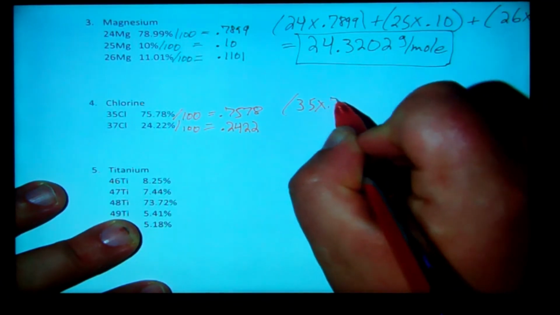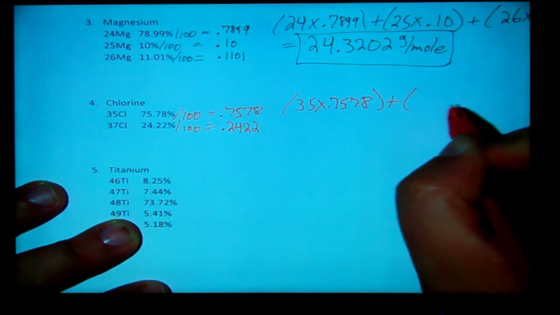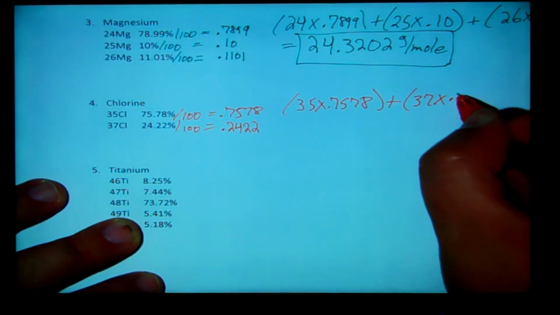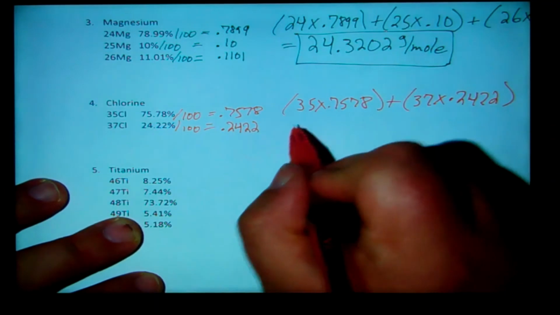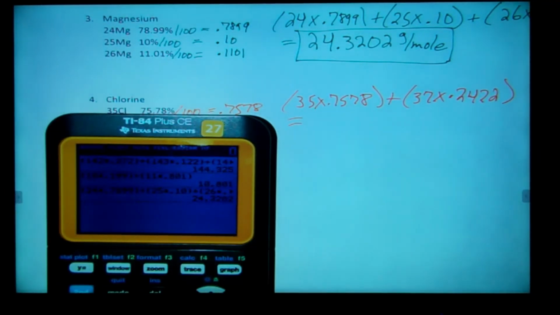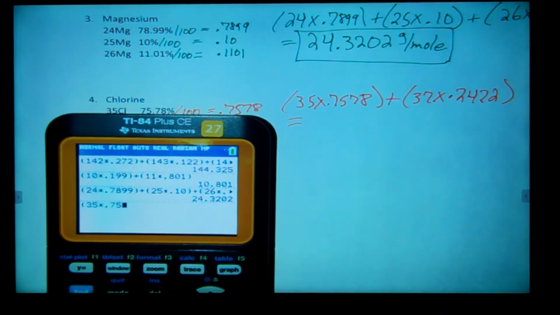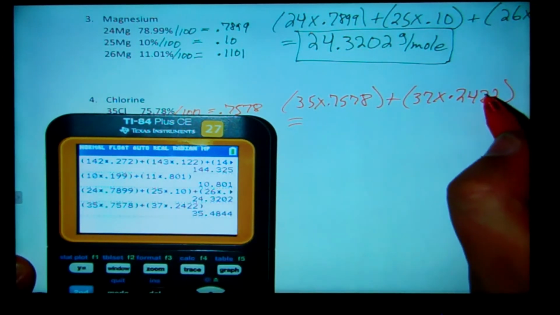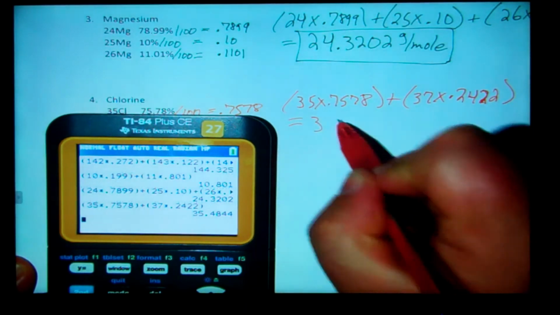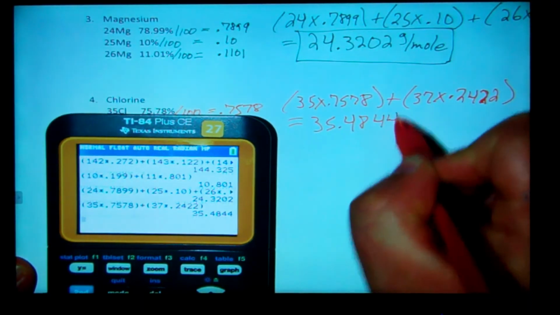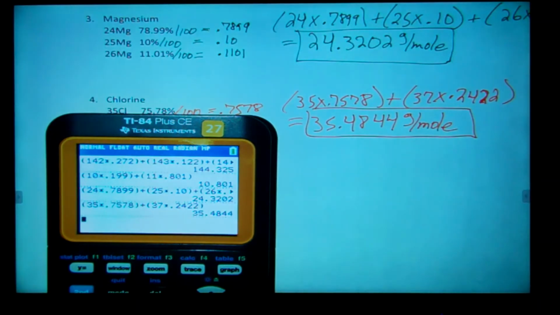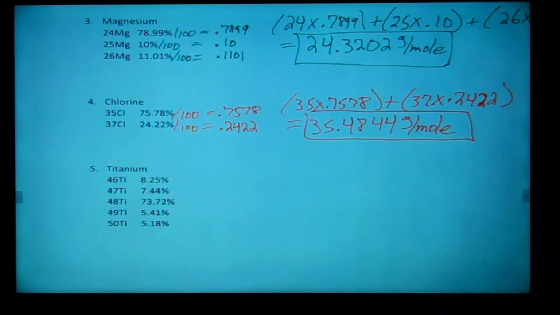35 times 0.7578 in parentheses, plus parentheses, 37 times 0.2422 in parentheses. Yet again, I'm not putting those units in there, just trying to save me some time so I can get these videos made for you guys. Couldn't read my own writing there for a second. So we get 35.4844. Remember, grams per mole. Boom. There's that for chlorine.